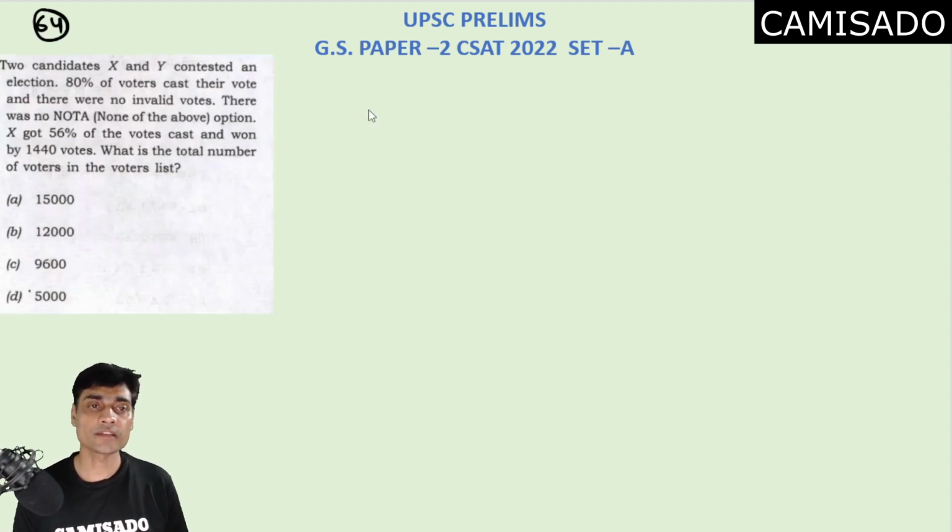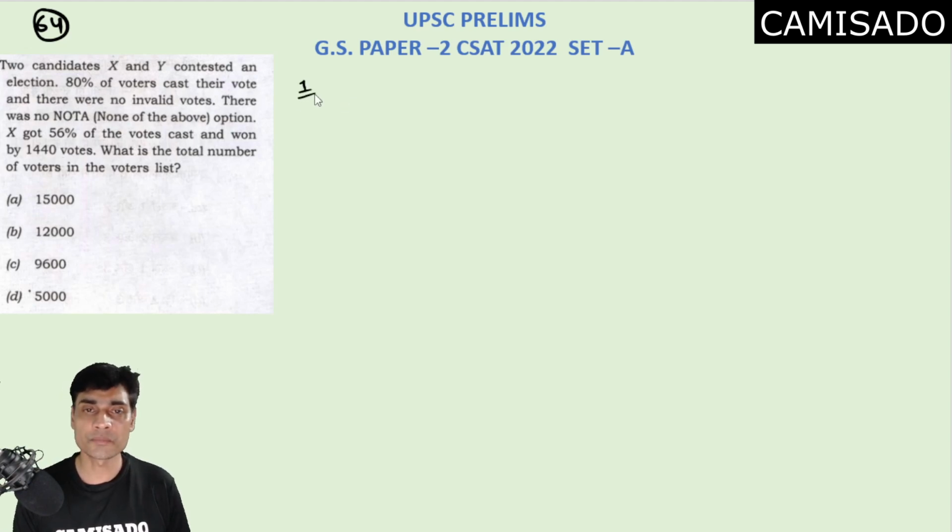Now coming to next, two candidates x and y contested an election. 80% of voters cast their vote and there are no invalid votes. There was no nota option, means none of the above option. X got 56% of the votes cast and won by 1440 votes. What is the total number of votes in the voter list? So this question can be done in two ways. So I am taking both the ways here.